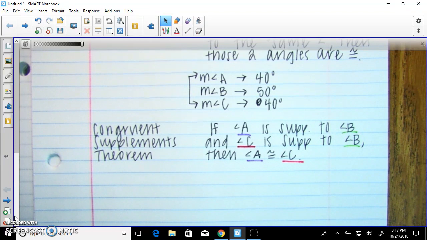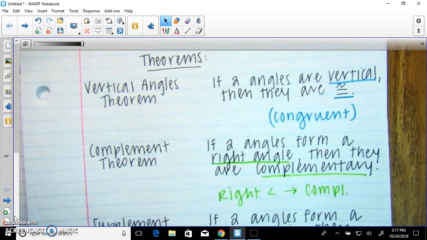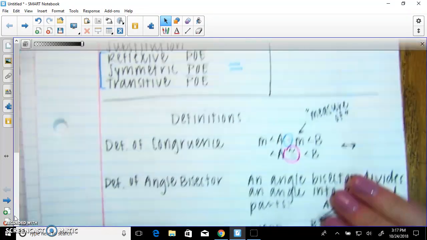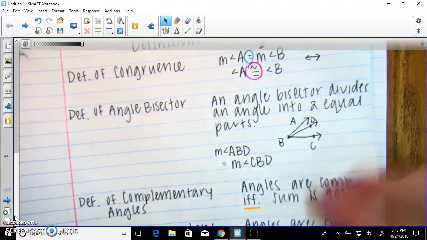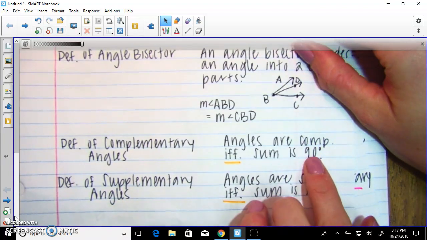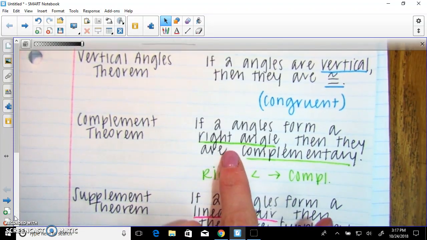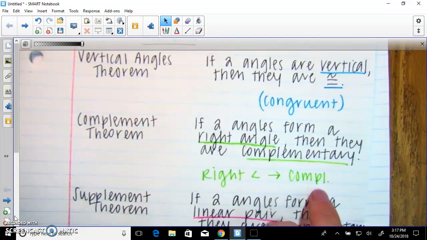So we've had a lot of definitions, theorems, and postulates, but you're going to use these to practice identifying them and looking at the differences between them, especially the different theorems, like the complement theorem versus the definition of complementary angles. So if we look at the definition of complementary angles, it's talking about a number, the sum is 90. However, the complement theorem doesn't have anything to do with 90. It just says that if two angles form a right angle, then they're complementary.